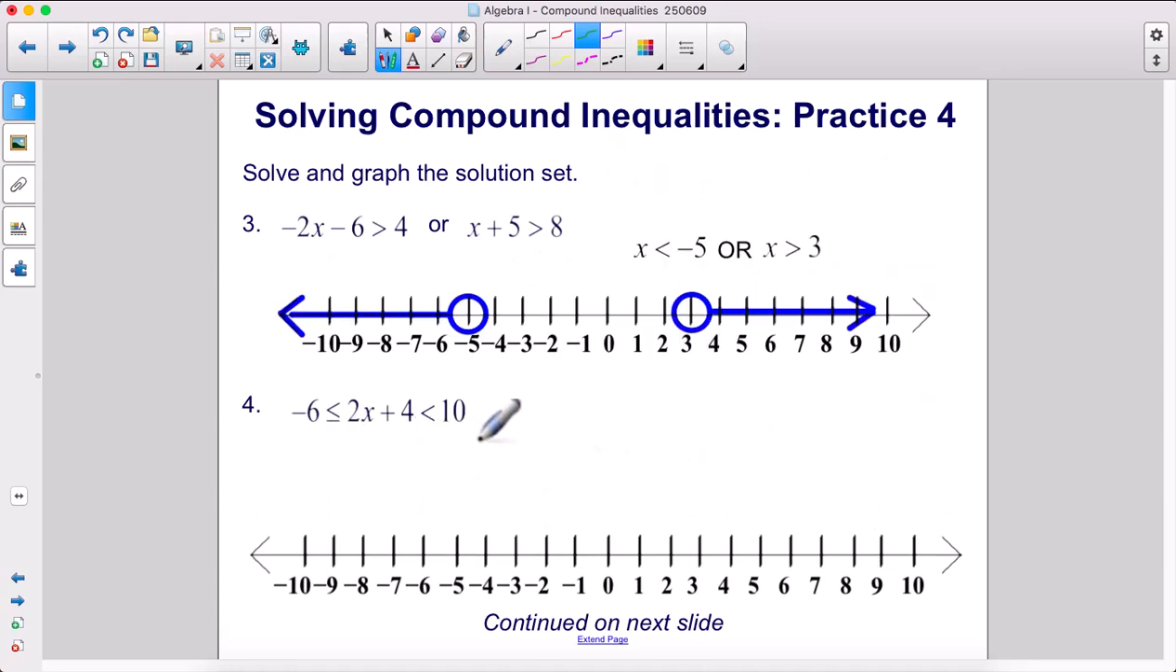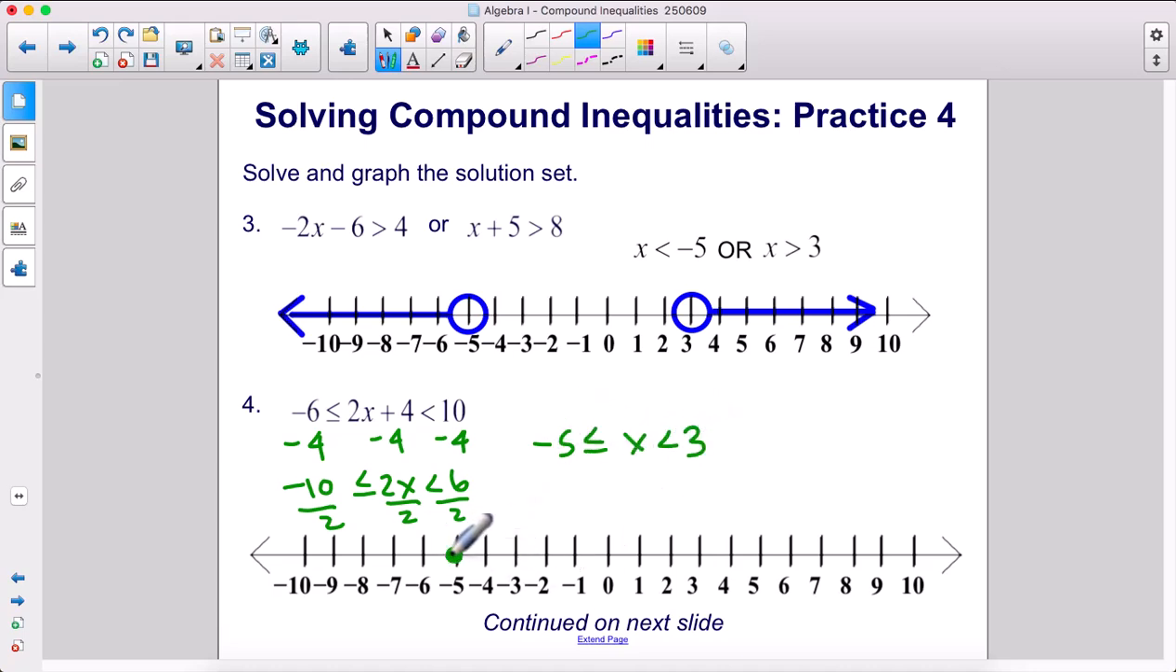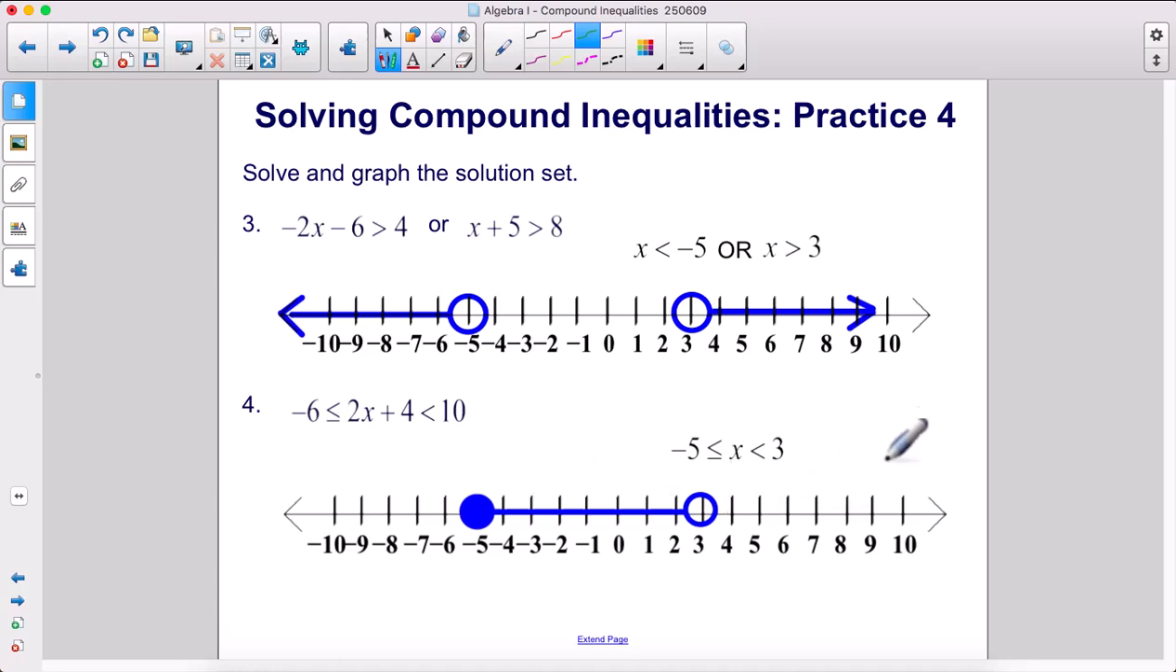All right, I'm going to solve this one all at the same time. First, I subtract 4 from all 3 parts. We get negative 10 is less than or equal to 2x is less than 6. Then we're going to divide all 3 parts by 2. We get negative 5 is less than or equal to x is less than 3. So negative 5 gets a solid circle, 3 gets an open circle, and we're going to connect them with a line, just like that. And here's the solution. Negative 5 is less than or equal to x, which is less than 3.